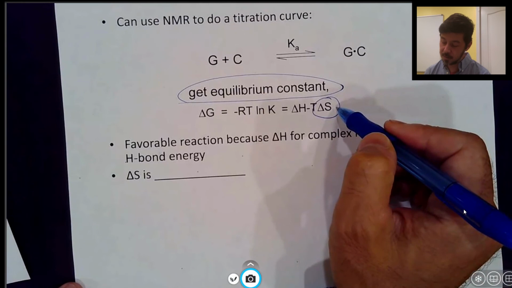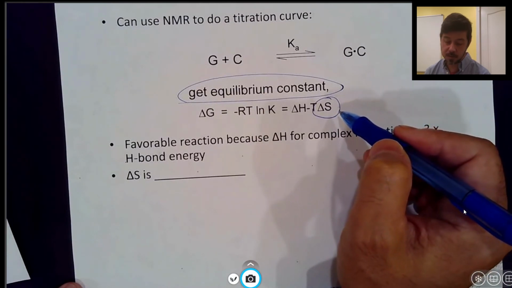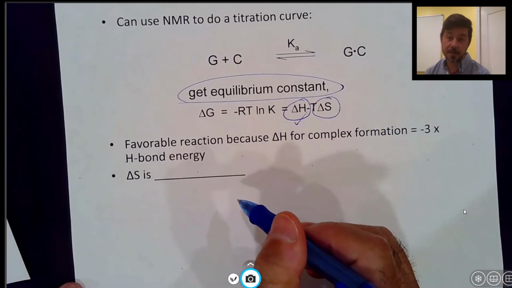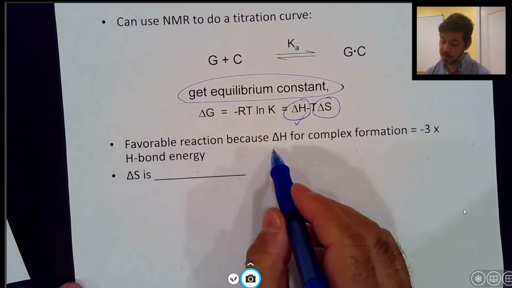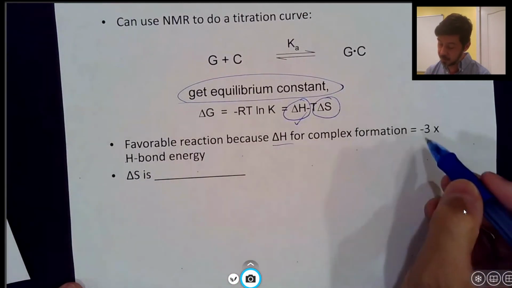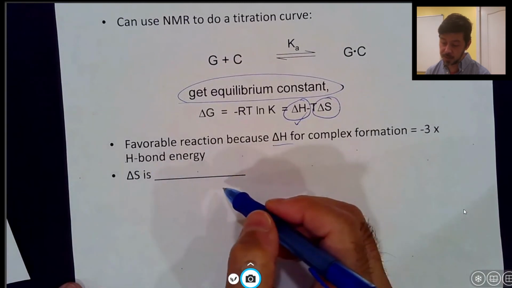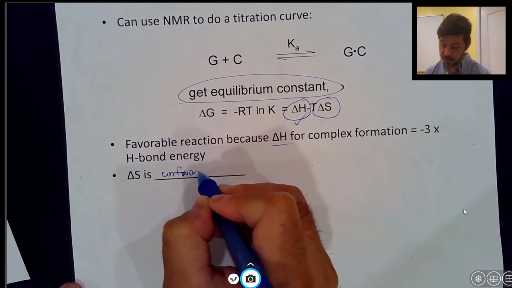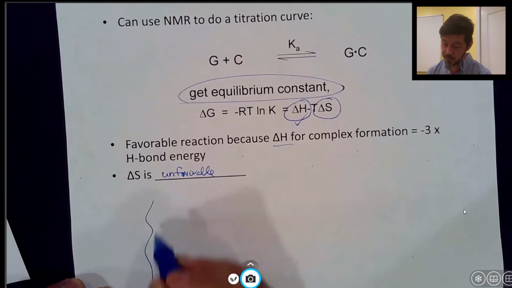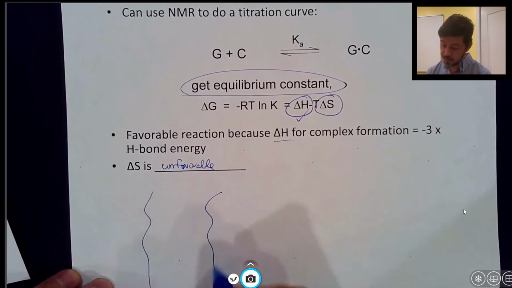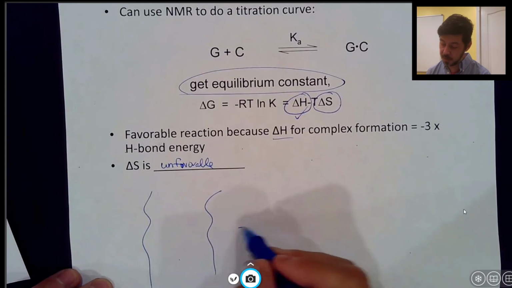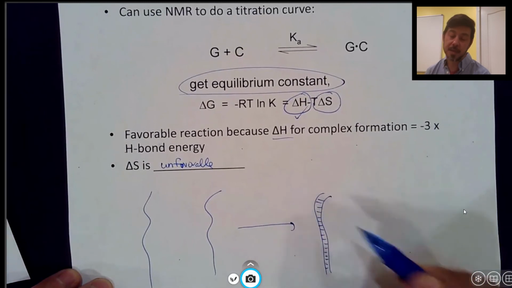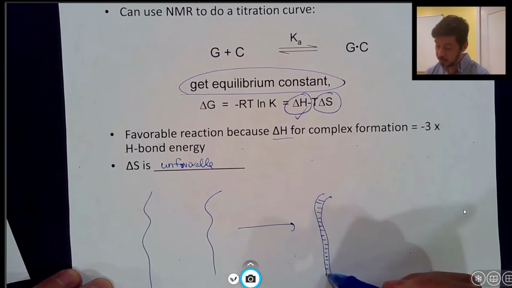As I mentioned, entropy of course decreases because you're bringing these two molecules together, but the real payoff is that you get the benefit from those hydrogen bonds. So it's a favorable reaction because delta H for complex formation is 3 times the hydrogen bond energy, and as I mentioned, delta S is essentially unfavorable. If you think about it, if you have a really long strand of DNA and its complement strand, and these two come together with many different hydrogen bonds, that's a really, really strong interaction.